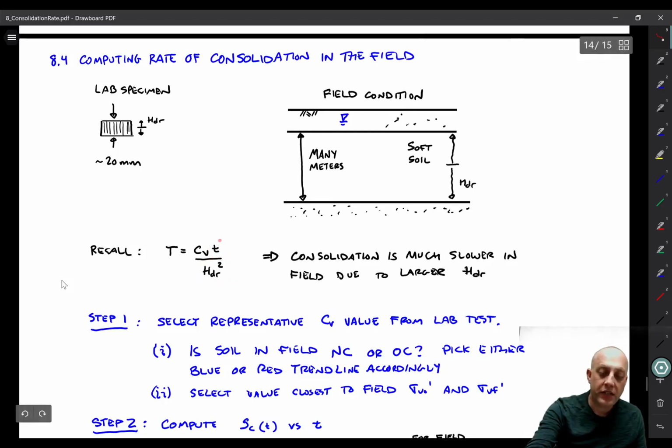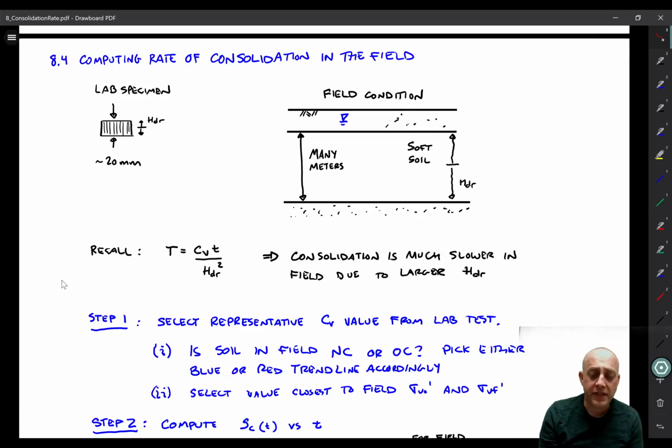So if we pick a particular time, like let's say that we pick 1 day, for example, if our drainage path length is only 0.02 meters, like for this specimen, the time factor is going to be very high because we're taking a small drainage path length and squaring it, and we get a big time factor. If we go to the field and it's 10 meters thick, now our drainage path length is much longer. We're going to square that number, make it even worse, and our time factor is going to be very small.